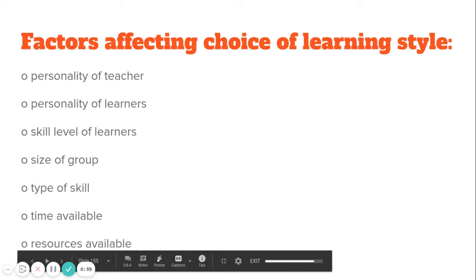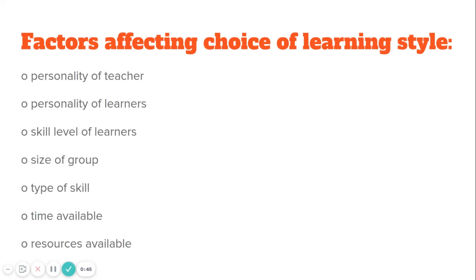Initially, there are a number of factors that affect the choice of learning style adopted by the teacher. This includes the personality of the teacher, the personality of the learners, the skill level of the learners, the size of the group, the type of skill that you are teaching, the time available, and the resources available. You need to include all of these bullet points in your lesson plan or your assignment.